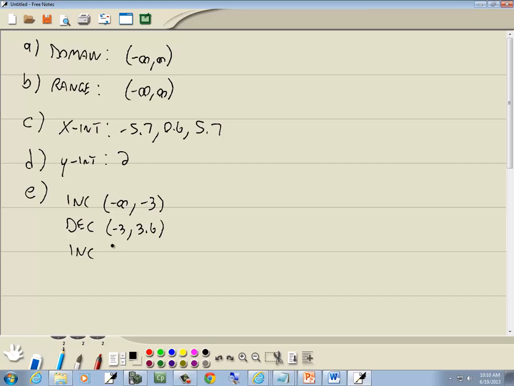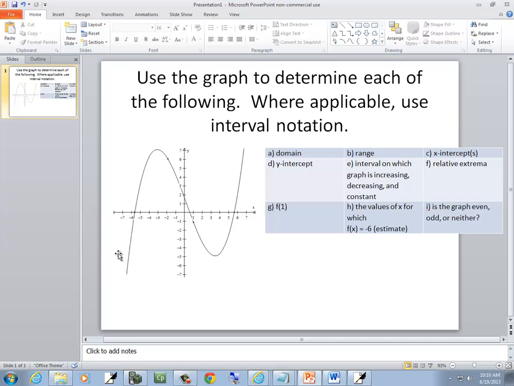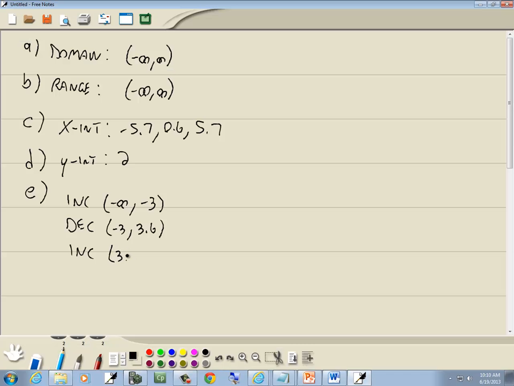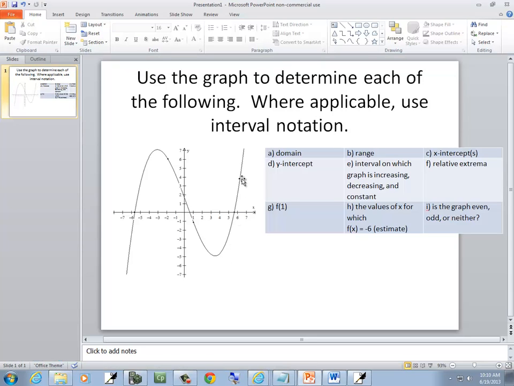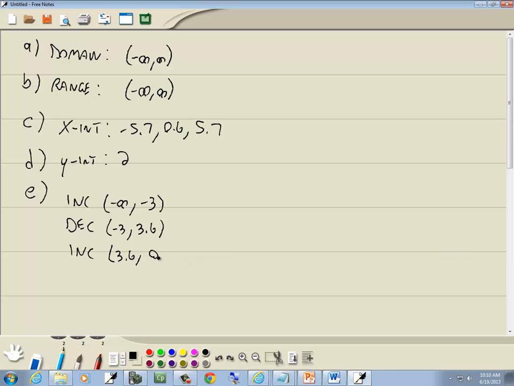And then it starts increasing from 3.6 on, which is positive infinity. Remember, these are always x values we put in here, and you always use parentheses on these.